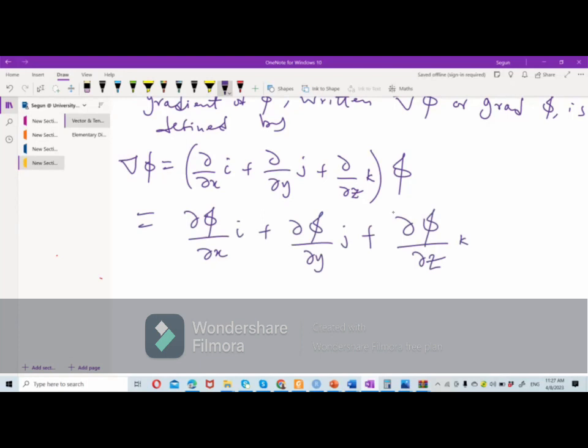Note that del phi defines a vector field. Then it can also be multiplied by what we call a direction.